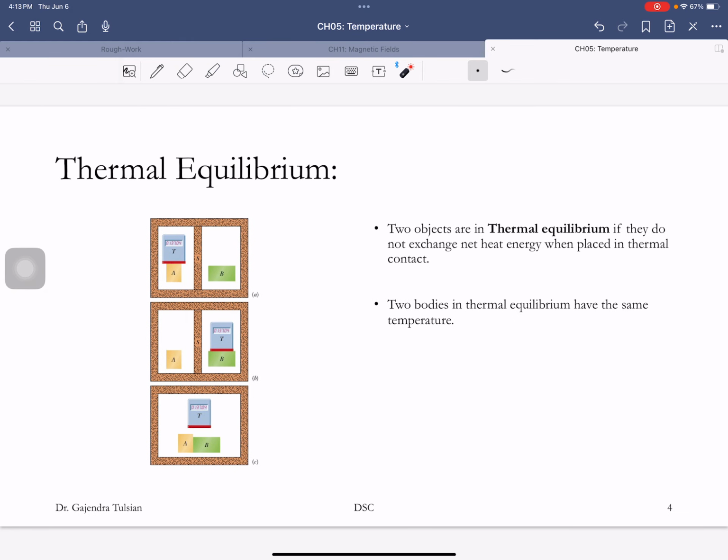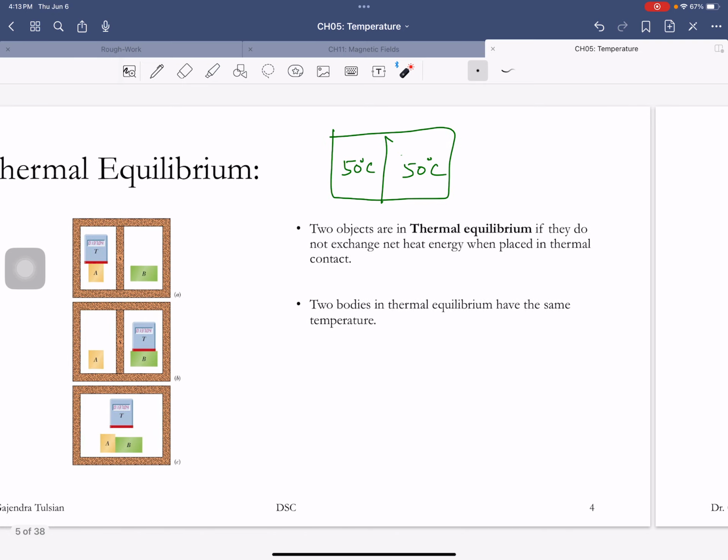Thermal equilibrium means that when two objects have the same temperature, they are exchanging heat, but there's no net exchange of heat. If this guy gives up 10 joules of heat, he receives back 10 joules of heat, and then they are in thermal equilibrium. When two objects are in thermal equilibrium, they have the same temperature. So let's say 50 degrees Celsius and 50 degrees Celsius. Two bodies in thermal equilibrium have the same temperature.